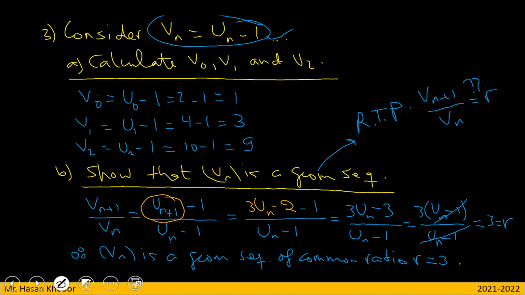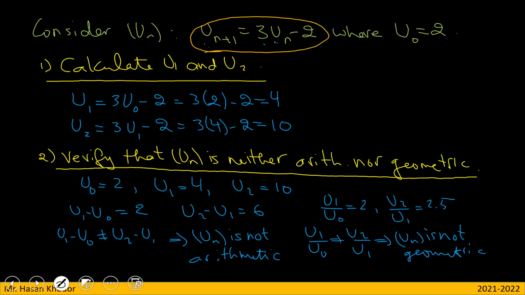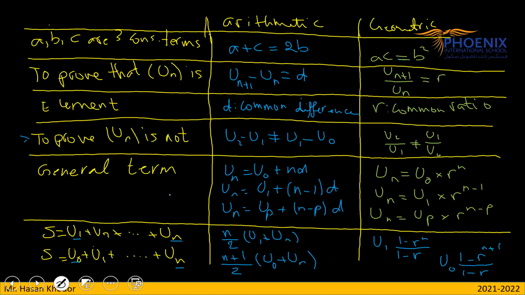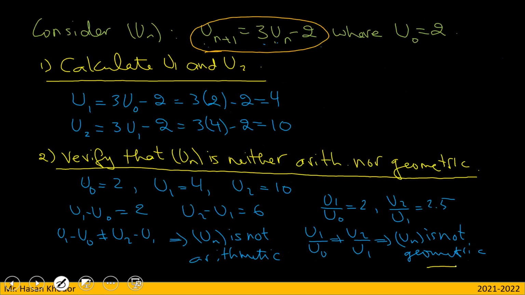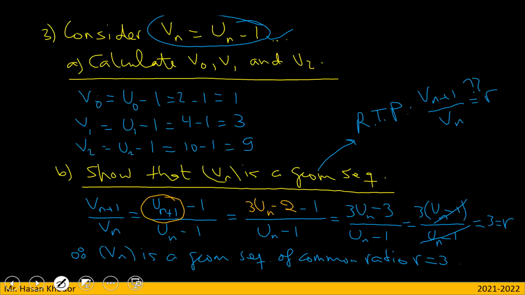Okay, what do we conclude now? When the sequence is geometric, I can apply the rule of the general term. Back here we have the rule of the general term. What is the rule of the general term of a geometric sequence? It's Un equals U0 times r to the power n, this one. This is the rule of the general term. So we use it for V because U is not geometric. The sequence which is geometric is V.